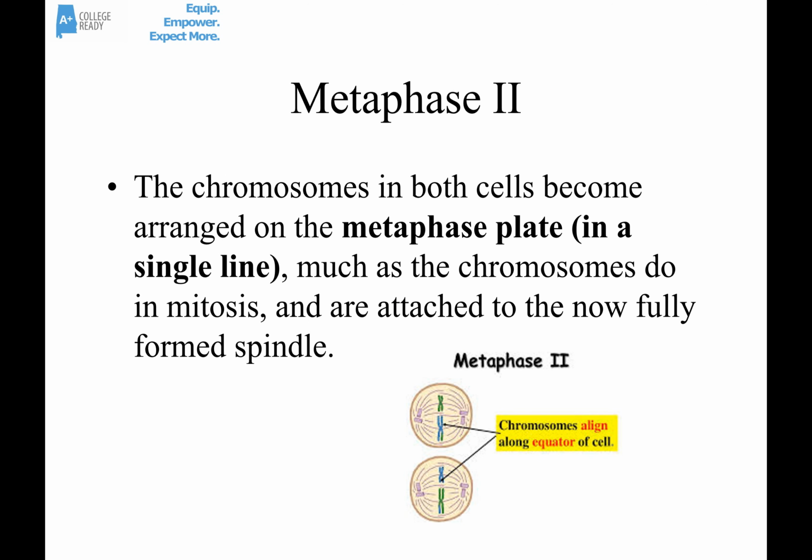The same can be said for metaphase 2. It's essentially identical to metaphase in mitosis. The chromosomes in each of the two cells are pulled toward the middle where they line up single file along the metaphase plate. So in humans, there would be 23 X-shaped chromosomes in this line and 23 in this line.